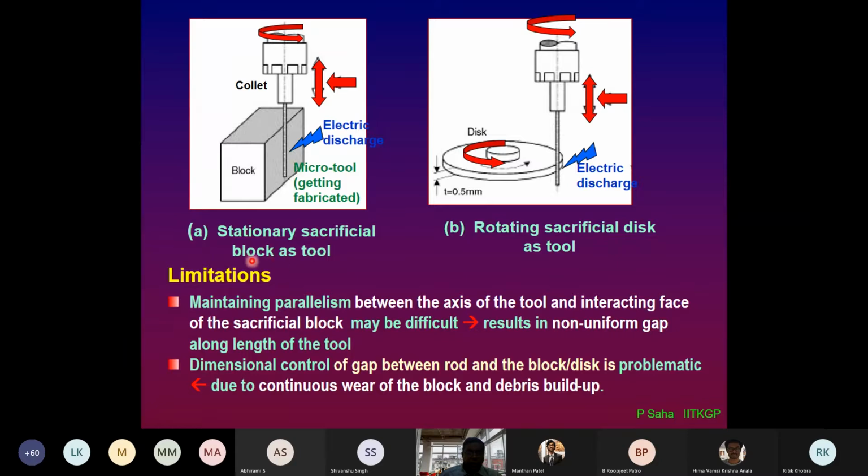The stationary sacrificial block tool is shown in this figure. So what are the main limitations? Look at the movements over here. The spindle is rotating in a circular fashion, and there is a to and fro reciprocating motion of this job, the rod, and so what will happen when it reciprocates? The entire portion is covered, and this is what is done.